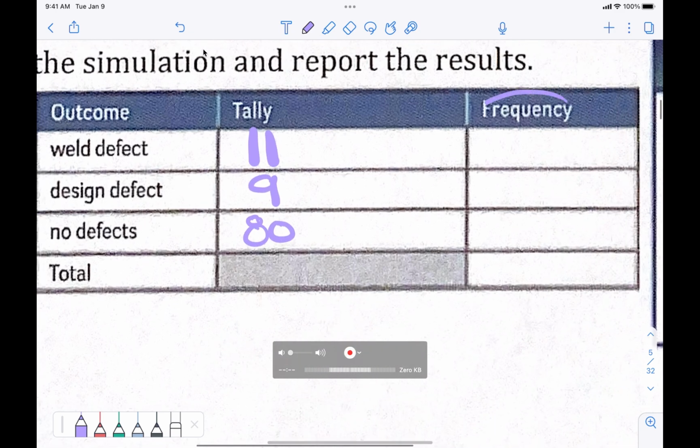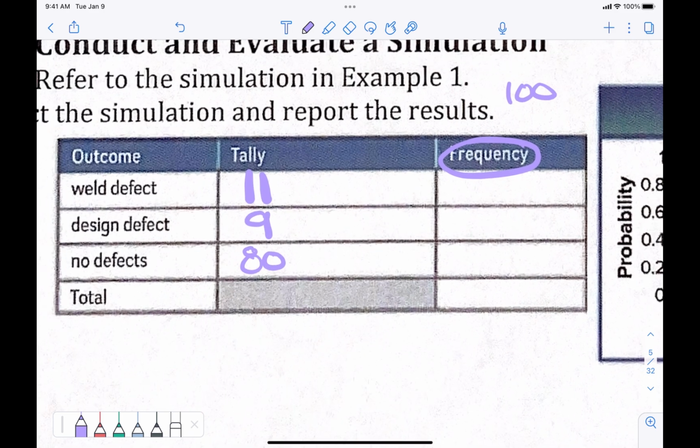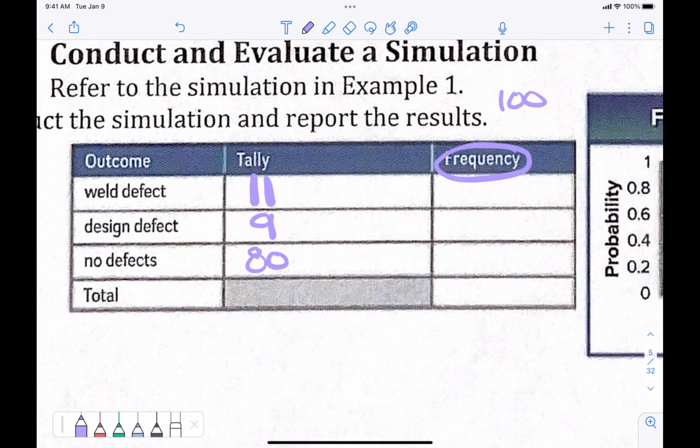Now, if we convert that to a frequency, because we did 100 numbers, we put 100 in the total, right? Because we did 100 numbers, when we go to put this as a percentage, what's 11 out of 100 as a percent? 11%. Now, if we would have done 50 numbers instead, we would have had to convert that a little bit, right? So 9%, 80%, and 100% is the total, okay?